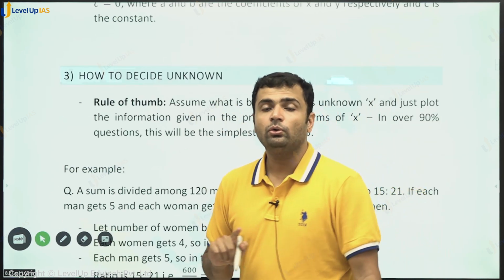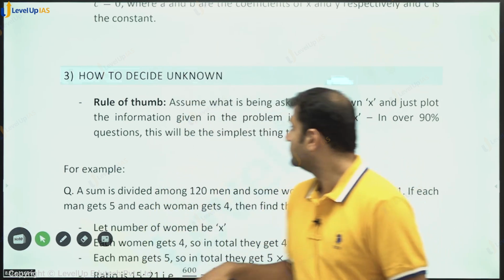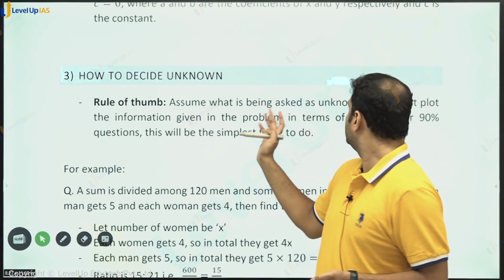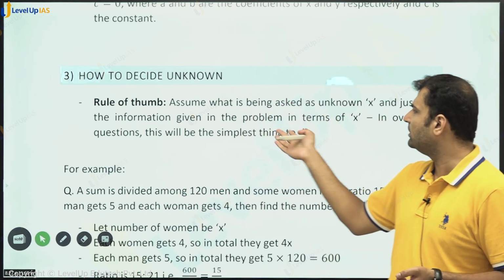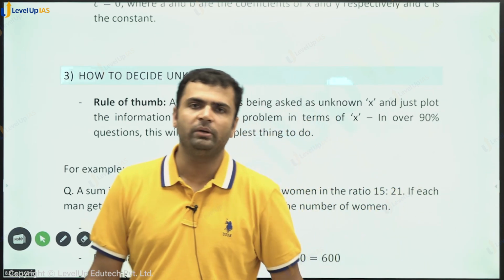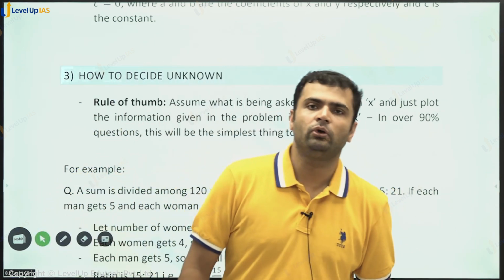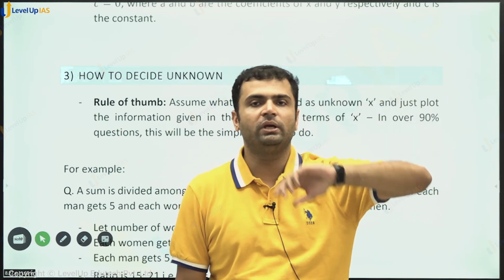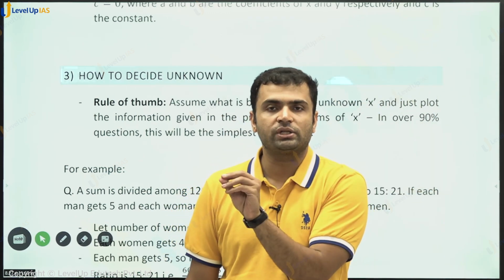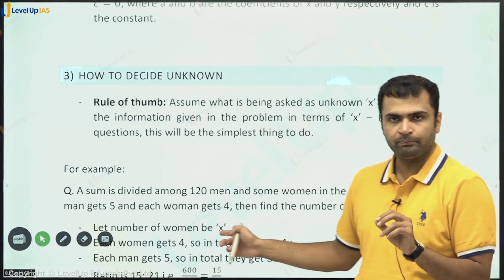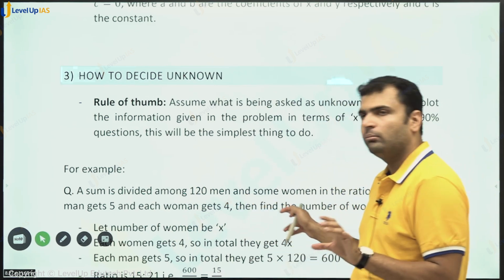First rule of thumb to decide the unknown is assume what is being asked as unknown x and just plot the information given in the problem in terms of this x, and in over 90% of the problems that will be the case. मतलब मैं क्या बोलना चाह रहा हूं, कुछ तो क्वेश्चन होगा, some information will be given and end में पूछा जाएगा कुछ क्वेश्चन, जैसे कि find the number of women. यहाँ पे क्वेश्चन इज फाइंड द नंबर ऑफ वुमेन.